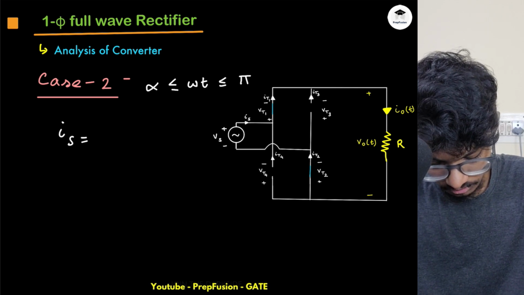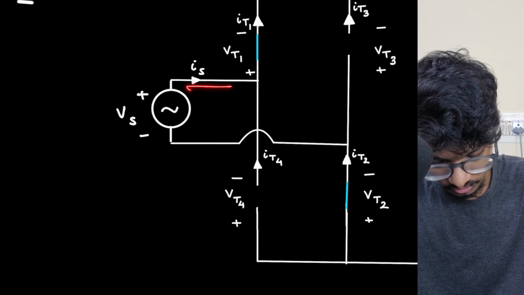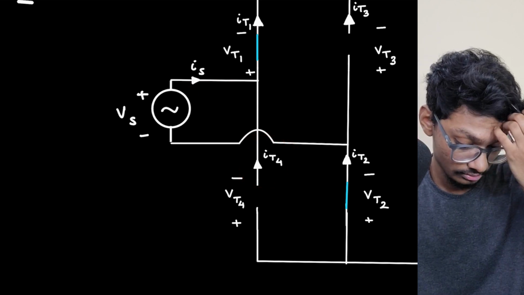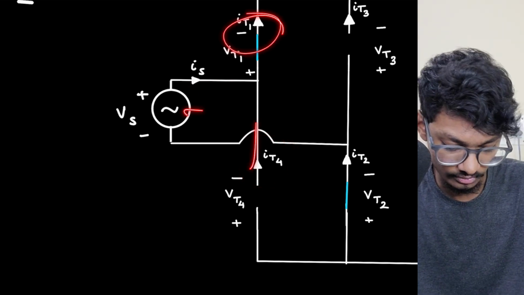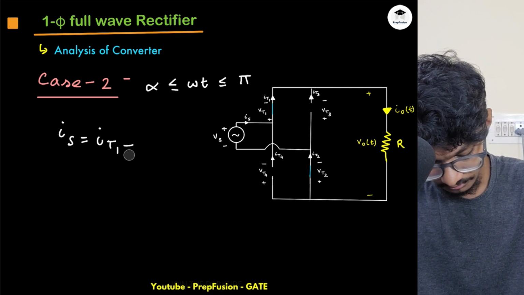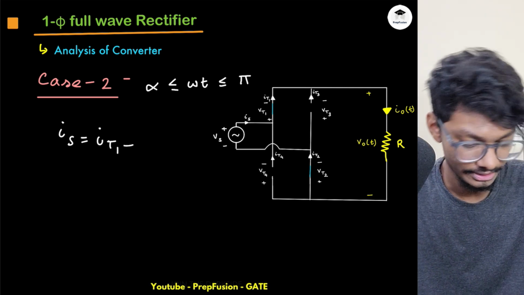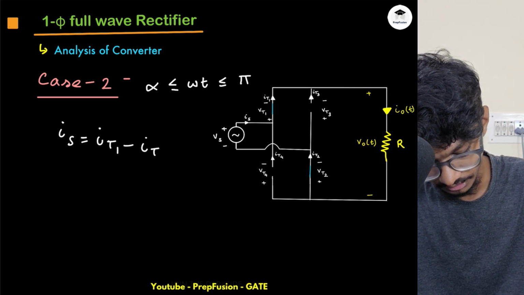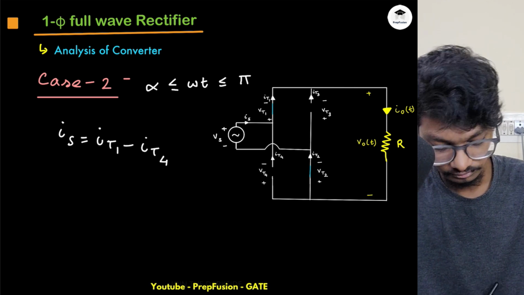IS is equal to IT1. This IS is equal to what? IT1 minus IT4. Okay, sorry, am I wrong? IS plus IT4 equals IT1. Yeah, I'm correct. So IS plus IT4 equals IT1, right? So yeah, it will be minus IT4 only.